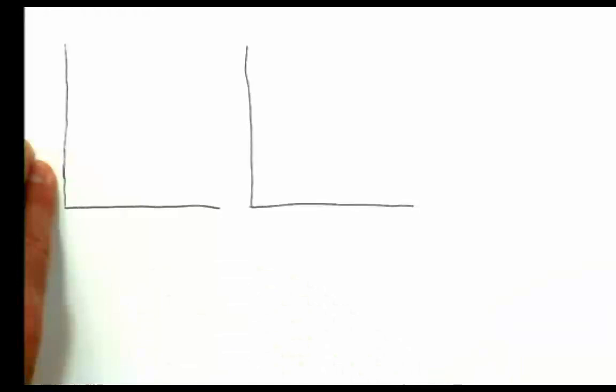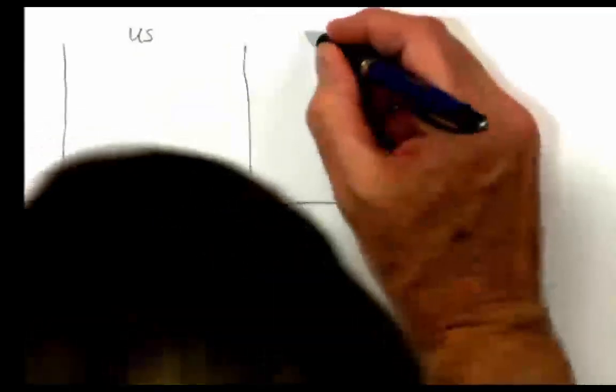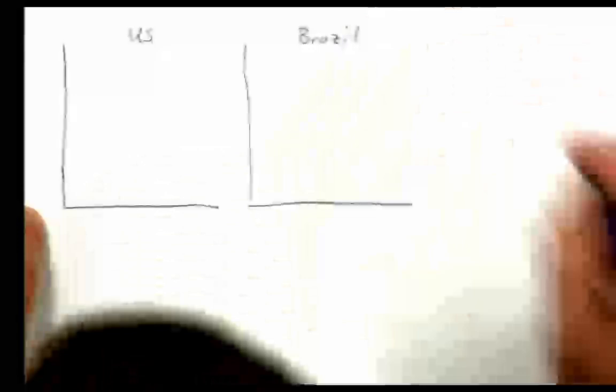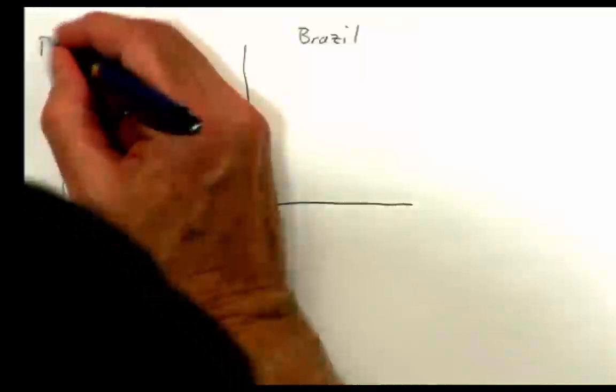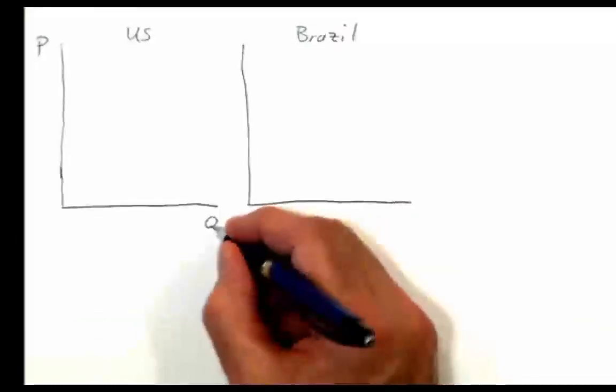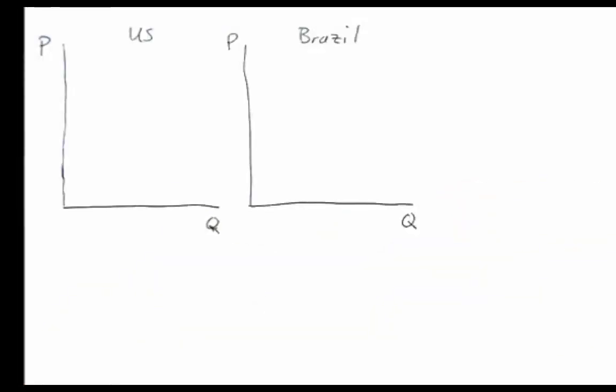All right, now, here's what we're going to do. I'm going to draw a couple of diagrams. I'm going to do this freehand now. I'm going to draw two diagrams side by side. And each of these is going to be a supply and demand curve. So let's imagine that we've got the market for coffee. And we have two countries, the US and Brazil. On the left-hand side is going to be the coffee market for the United States. We've got the price and quantity of coffee marked off on the axes. On the right-hand side, we've got the price and quantity of coffee in Brazil.